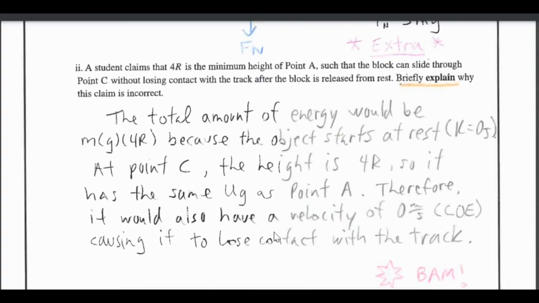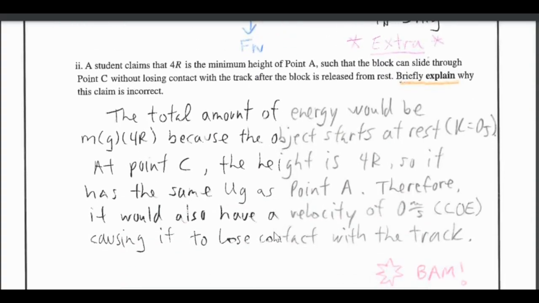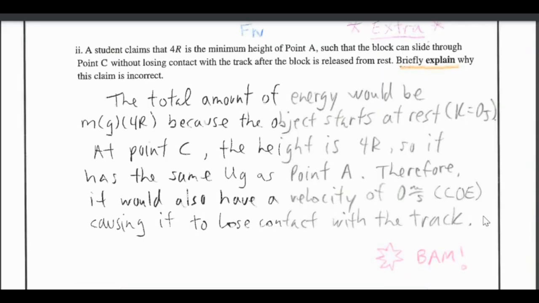And then for our final one, it says a student claims that 4R is the minimum height of point A such that the block can slide down through point C without losing contact with the track after the block is released from rest. Briefly explain why this claim is correct. So you want to make sure you pay attention to the key words. I don't particularly like explaining. I'd rather just write out some formulas and show it that way, but they were asking me to explain, so I'm going to go ahead and use my words the best I can.